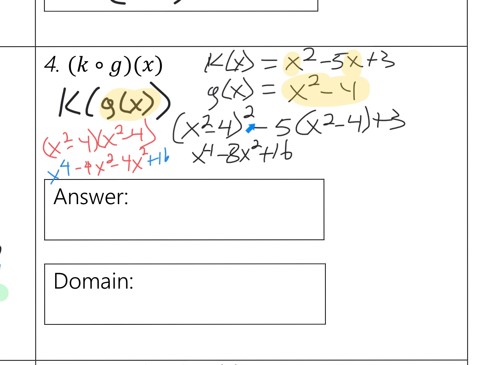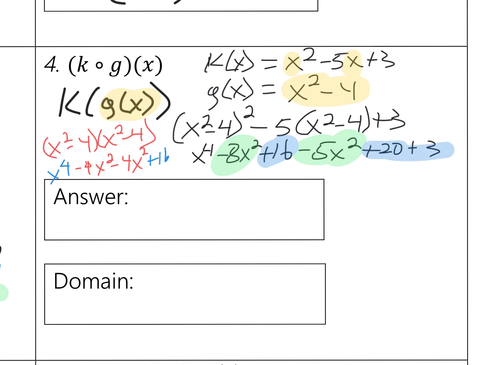Now I'm going to take this minus 5 and distribute to both of these terms. So that's going to be minus 5x squared. And then minus 5 times minus 4 is plus 20. And then plus 3. Here we are looking for like terms. So we have a minus 8x squared and a minus 5x squared. And then the other like terms are the 16, 20, and 3.